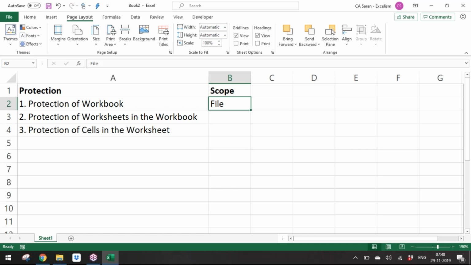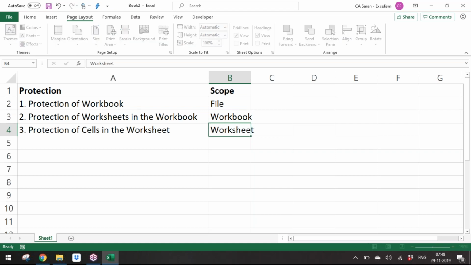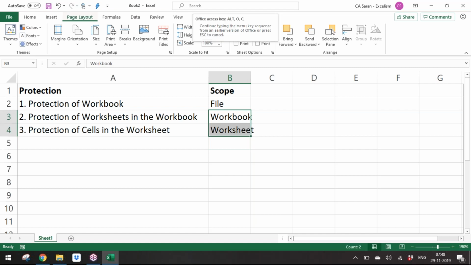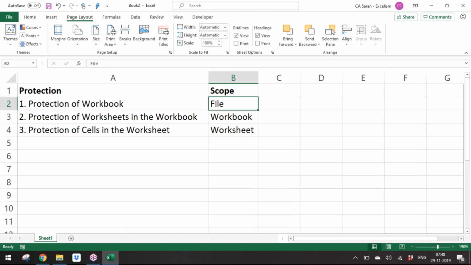Okay, to open the file, this works. In the second case, though I am protecting the sheets, the scope is the workbook, all the sheets in the workbook. In the third case, though I am protecting the cells, the scope is only one worksheet. So if you want to give protection for the third one, for every sheet you have to do it separately. So try to understand. The scope is very important.